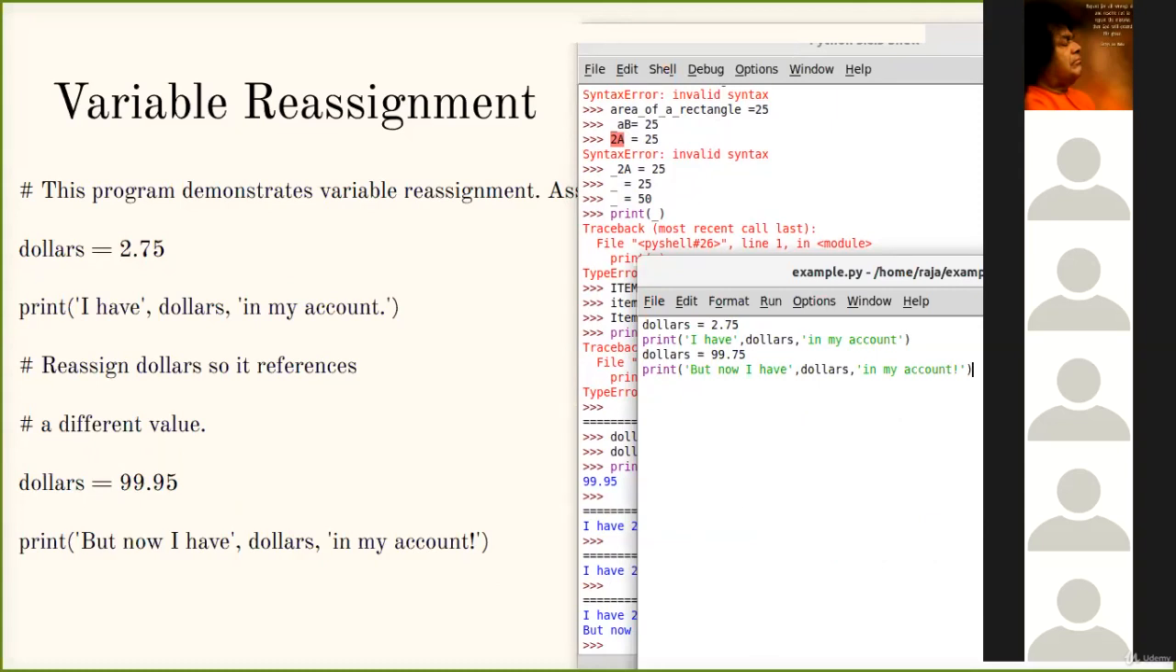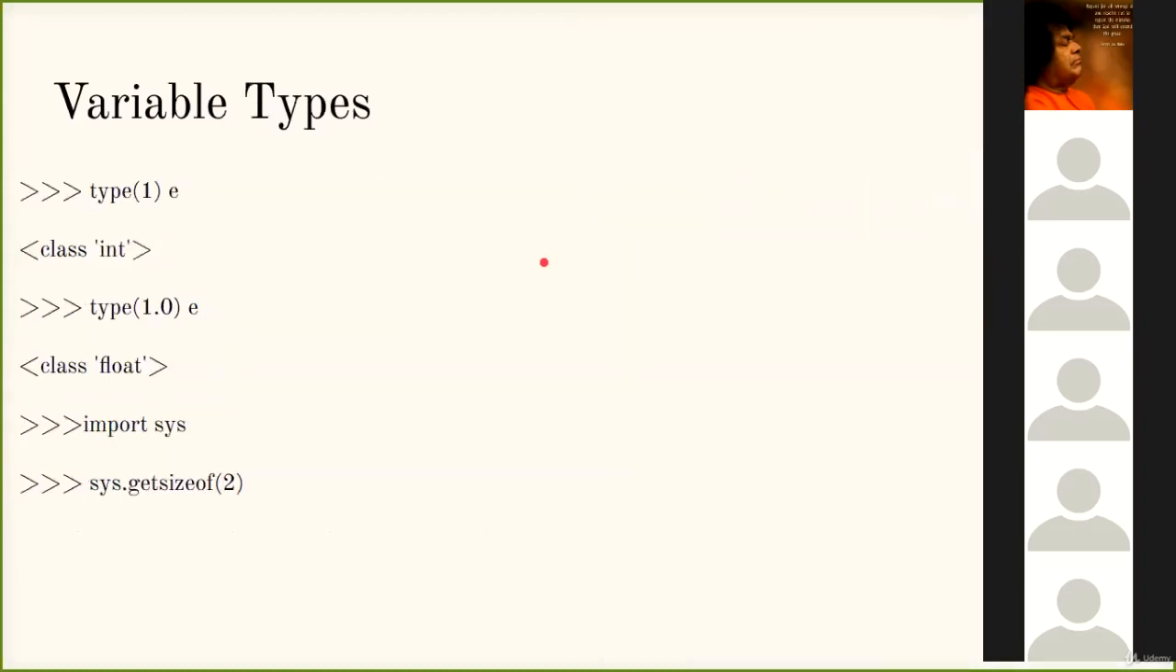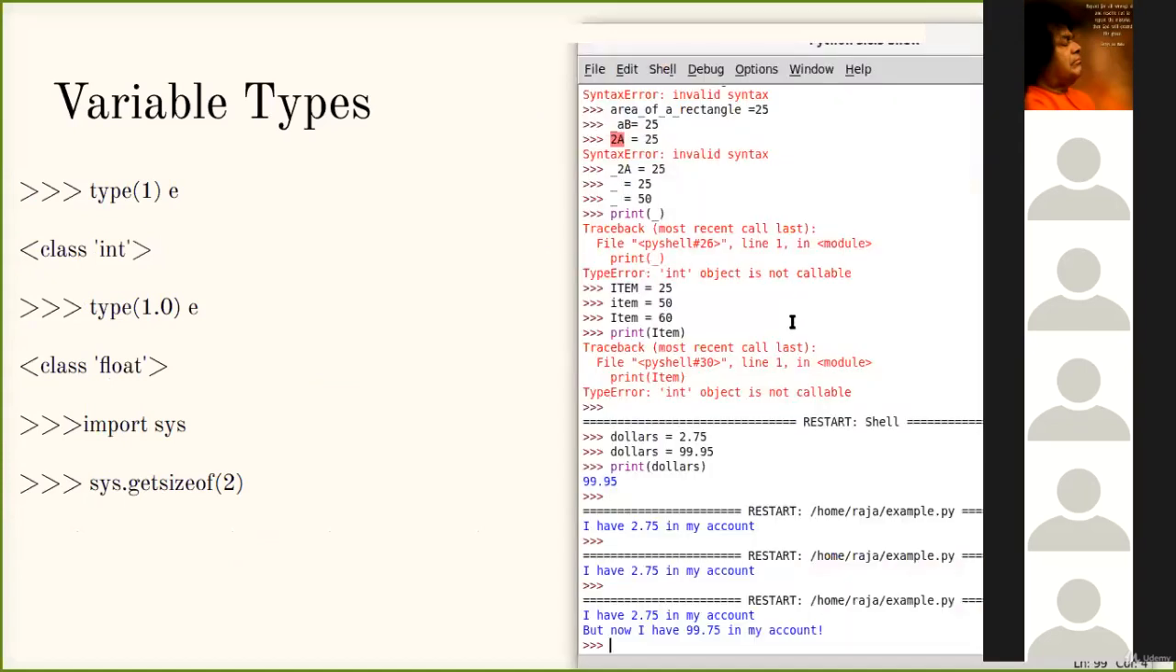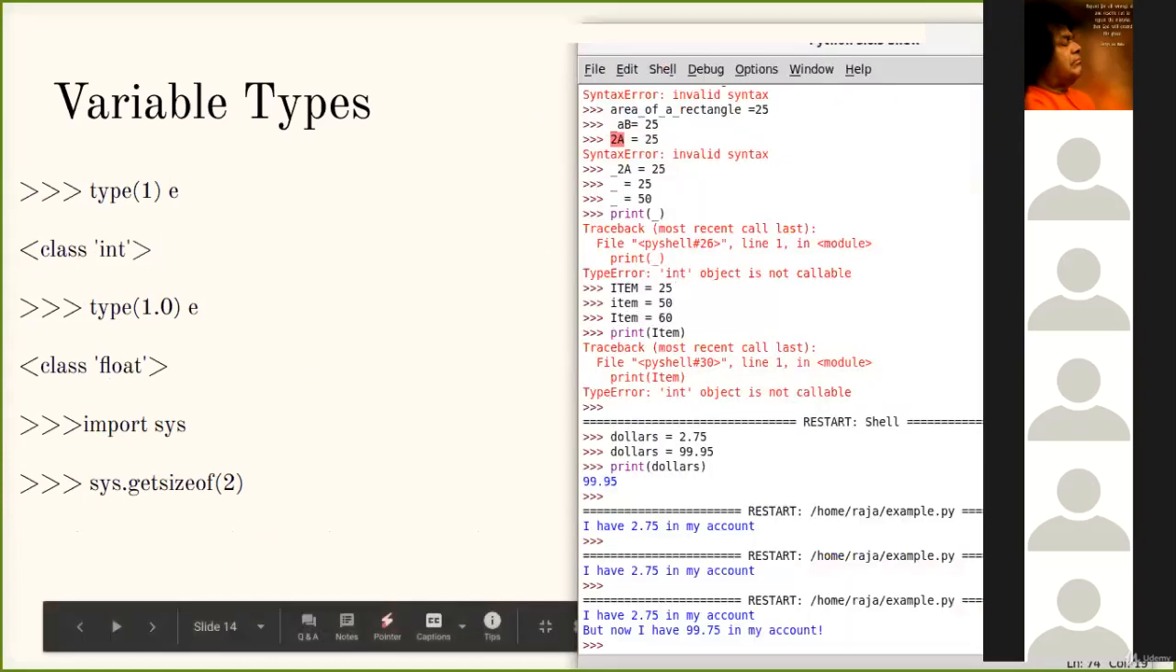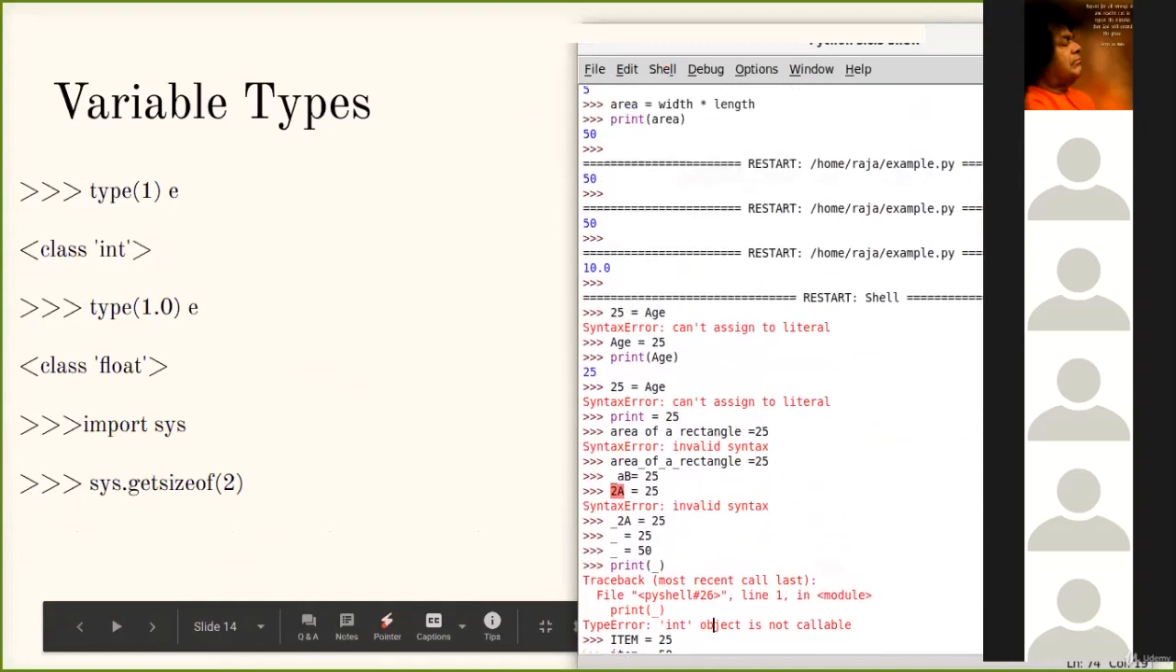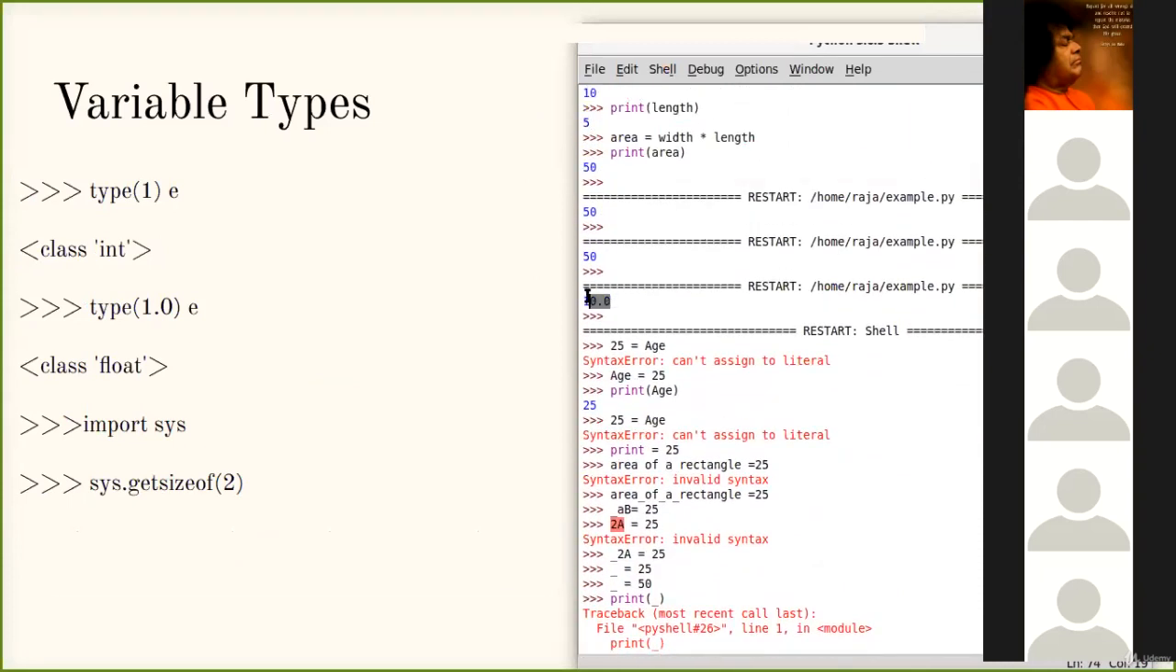Okay, so let's move on to our next example called variable types. Now, I was previously asked: when I was trying to execute this program, why did I get an answer of 10.0 and not 10?